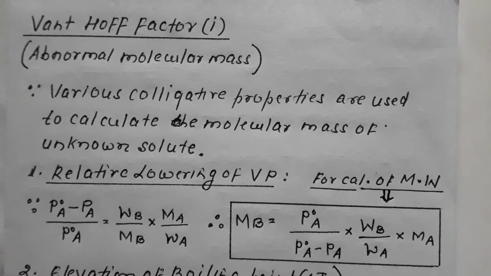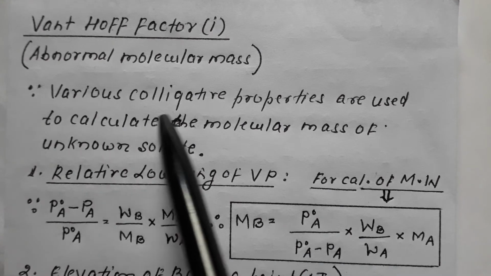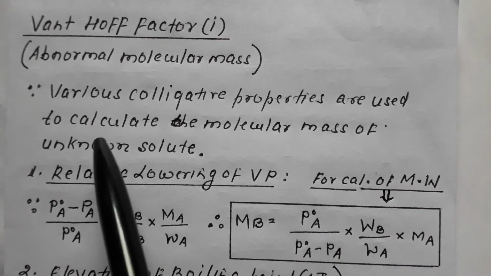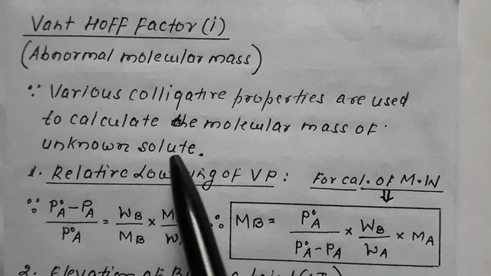Now the topic we are dealing with is Van 't Hoff factor, a very important topic in colligative properties. We have been dealing with colligative properties in the previous videos. Based on colligative properties, we are capable of calculating the molecular mass. Various colligative properties are used to calculate the molecular mass of an unknown solute.